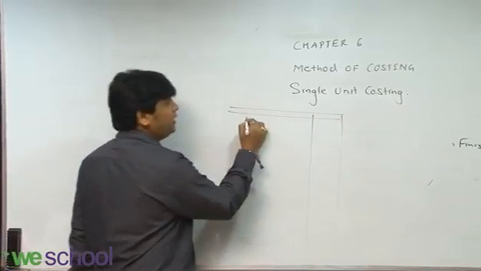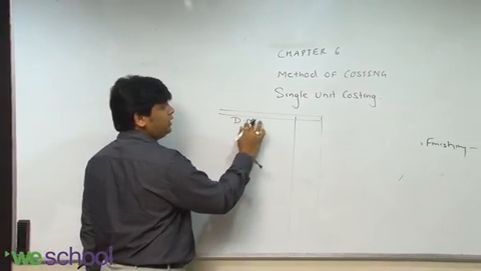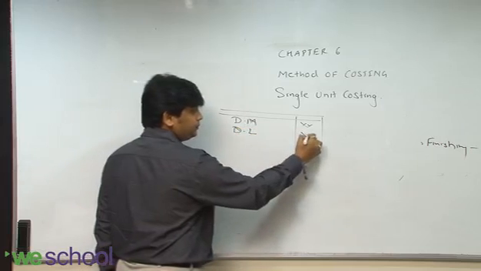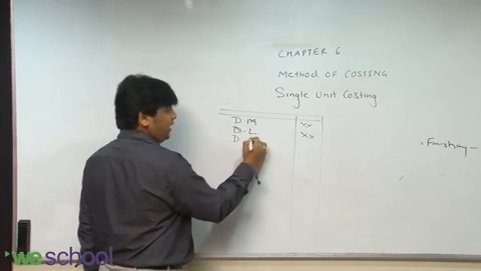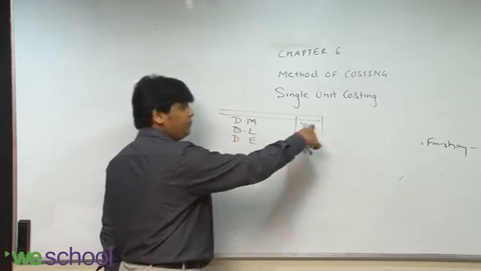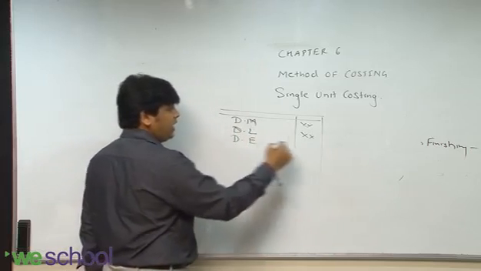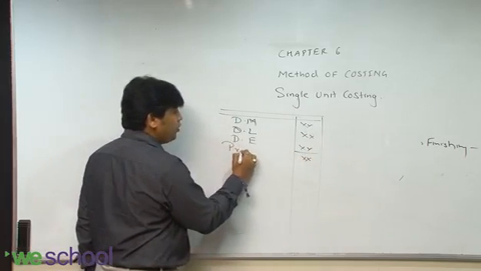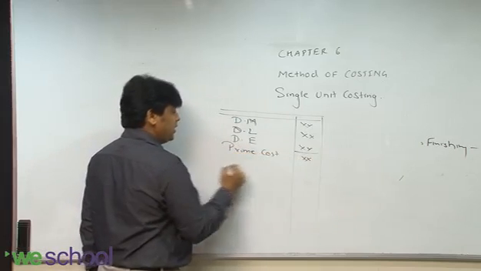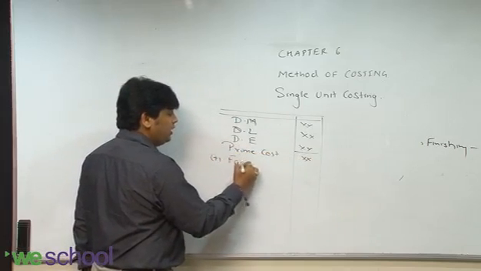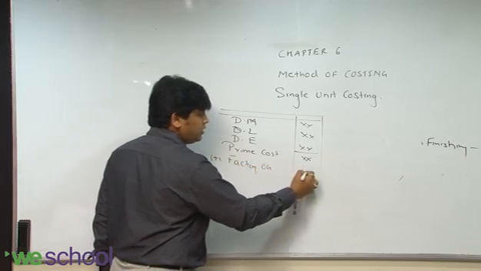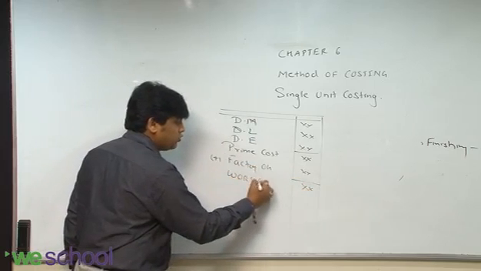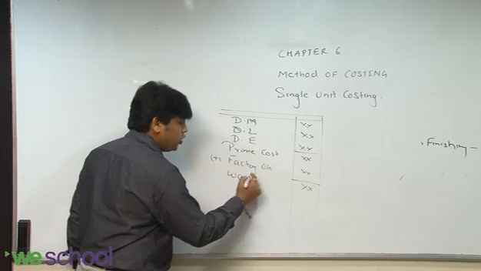They will take the direct material plus direct labor plus direct expense incurred for that single unit production. That gives me prime cost. Then to that you add factory overheads. You get works cost.